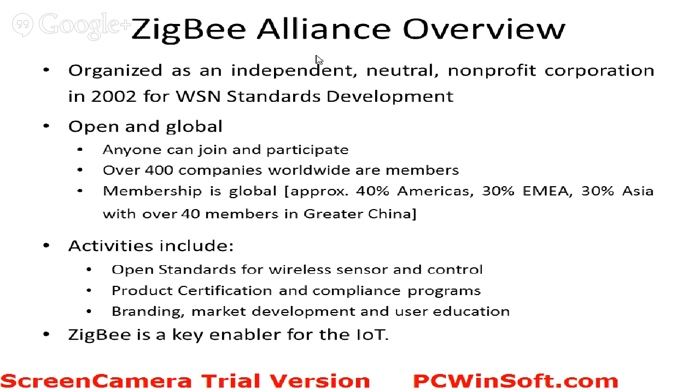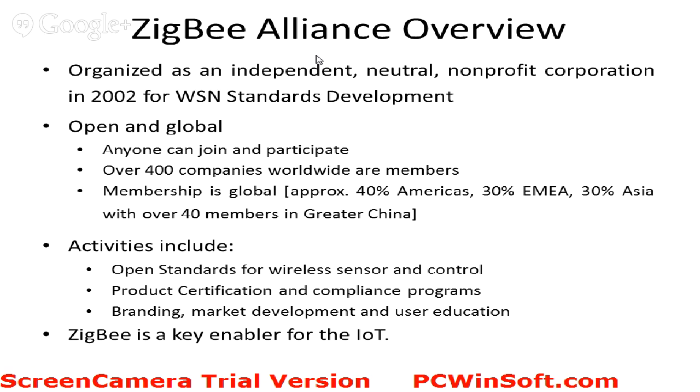As I described about the Bluetooth SIG yesterday, similarly a brief overview of the ZigBee Alliance is that it is organized as an independent, neutral, non-profit corporation in 2002 for WSN standards development. It is an open and global network. Anyone can join and participate in the activities of the ZigBee Alliance. There are over 400 companies worldwide which are members as on date. The membership is global, that means it spans from Europe to the Americas to Asia and the entire globe.